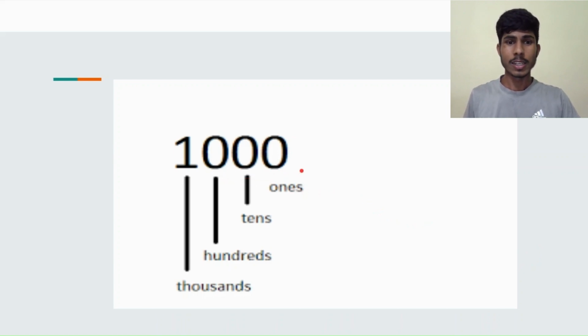Place value means suppose you have a number 1000. We say the rightmost digit, that is 0 here, is said to be in ones place, and the next digit towards left, that is this 0 here, is said to be in tens place, and the next digit, that is 0 here, is said to be in hundreds place, and the next digit towards left is said to be in thousands place.